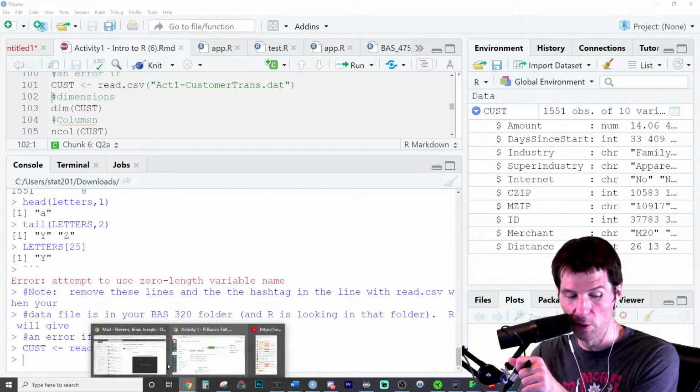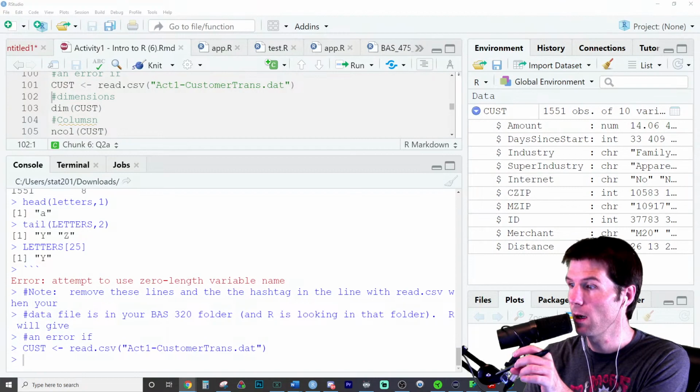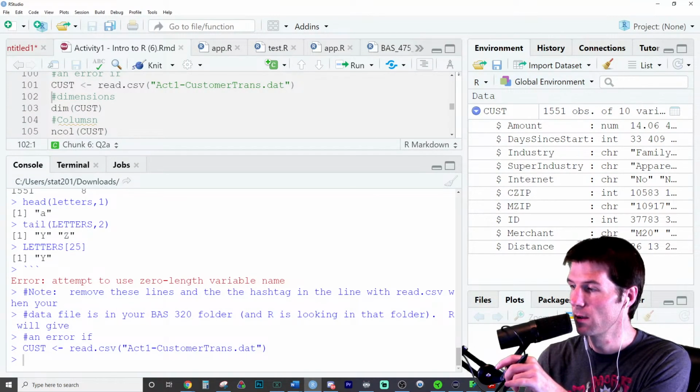What column number has super industry in it?